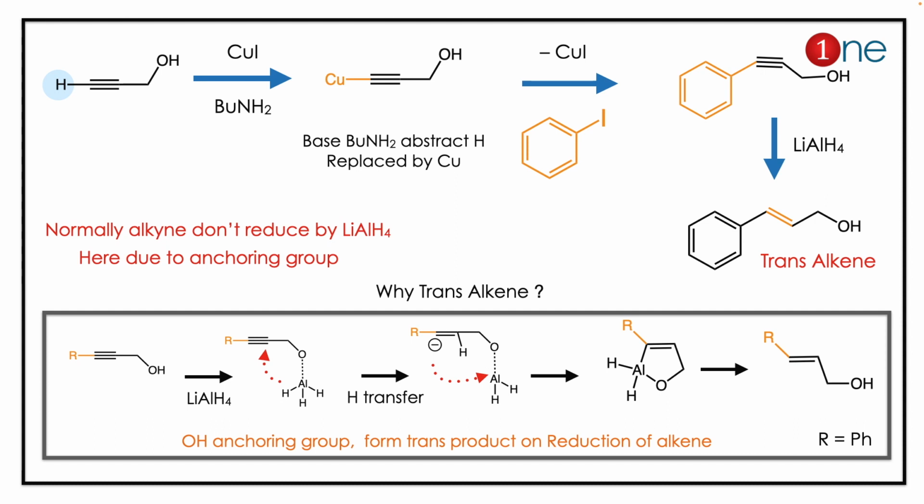It formed a 5-member trans state. So the final product is the trans alcohol here. So it's a stereo-specific reduction. Here the concept you have to learn is that an alkyne with an alcohol group can undergo stereo-specific reduction.